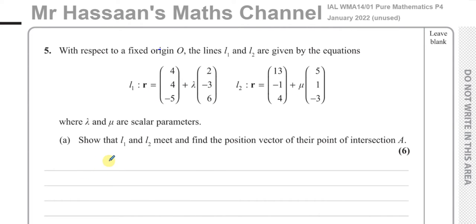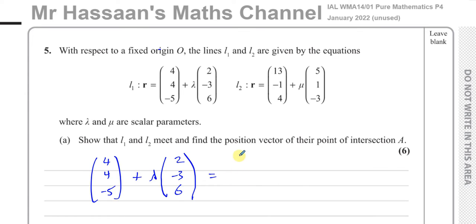So what I'm going to do is, first I'll set up an equation. If they do meet, then there will be a value of lambda that I can substitute into here, which will cause this to go to a point which will have exactly the same i, j, and k components as this vector. So there's going to be a value of mu which will take us to that same point.